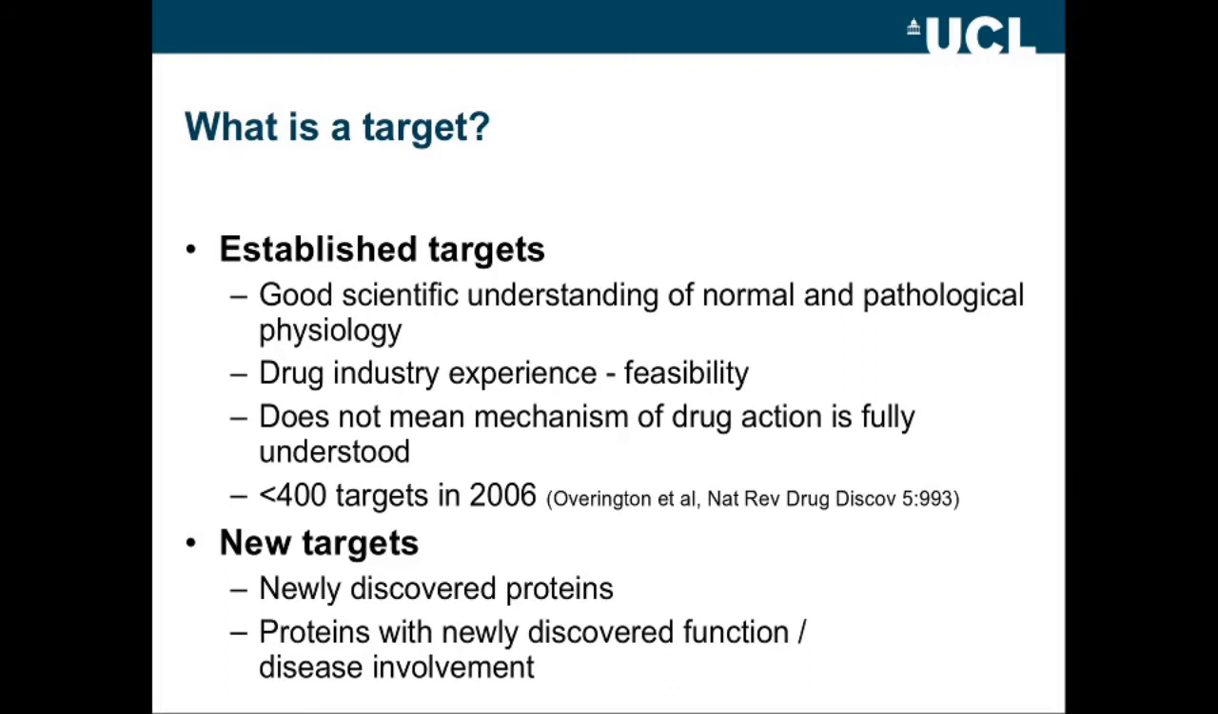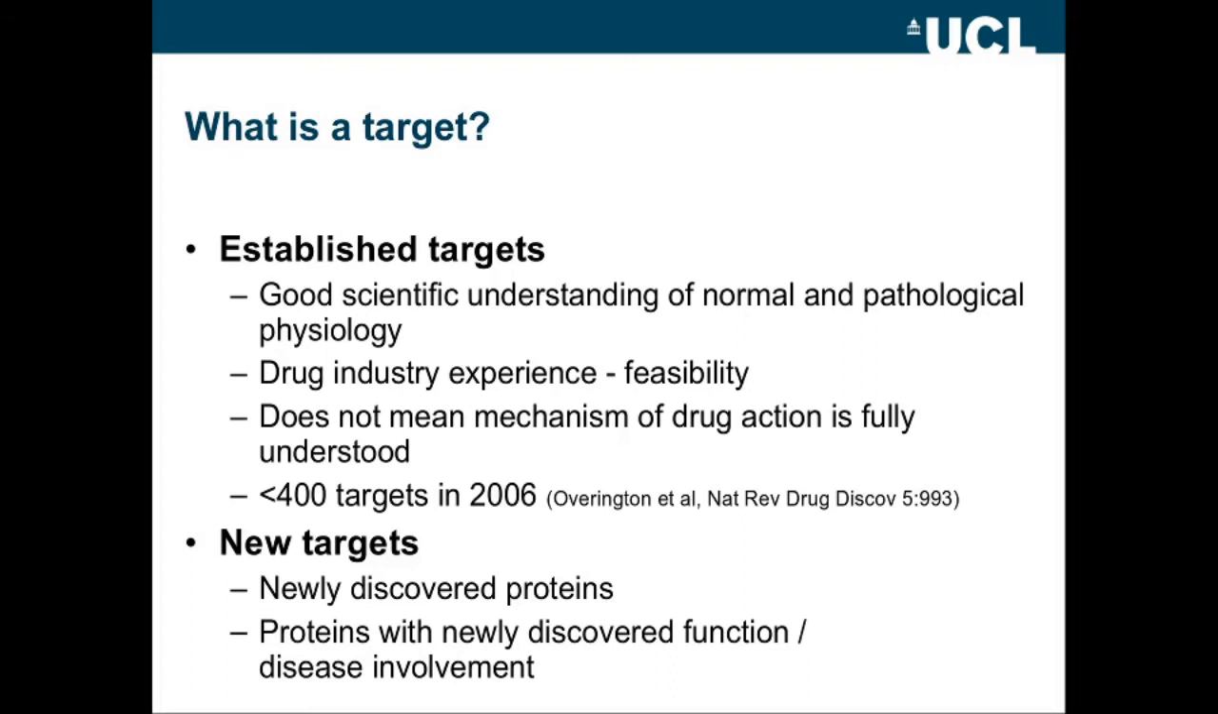drugs out there already. So for an established target, we have the advantage of a good scientific understanding of both the normal and the pathological physiology. There's drug industry experience, so we know that it's feasible to generate drugs against this target, and therefore our risk is lower. But although there's an understanding of the physiology, that doesn't necessarily mean that the mechanisms of existing drugs and exactly how they work is fully understood.